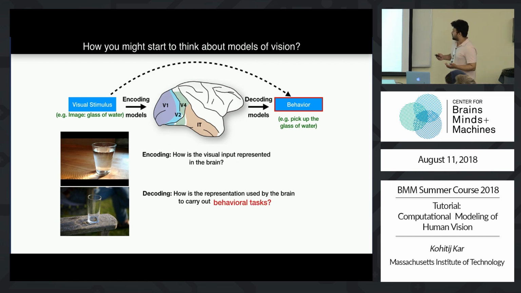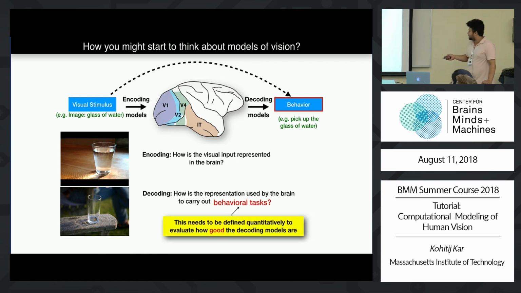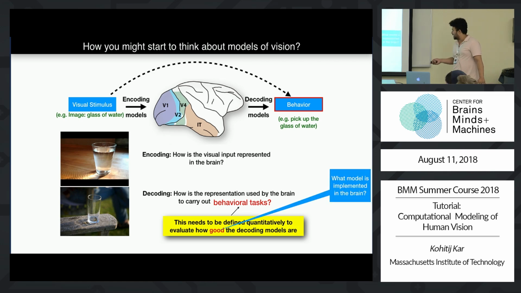So one important thing is that for this entire setup, one of the most important things is behavior. You have to quantify this behavior very well to have a good gauge on how good your decoding models actually are. So this needs to be defined very quantitatively to evaluate how good the models are. And I will emphasize that good here means good models of the brain. I'm not talking about high performing computer vision models. I'm talking about models that actually do or try to mimic the brain.